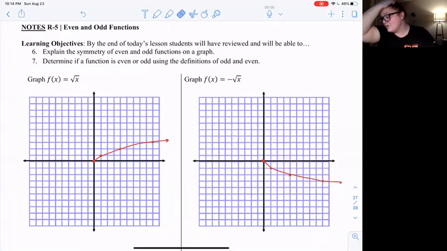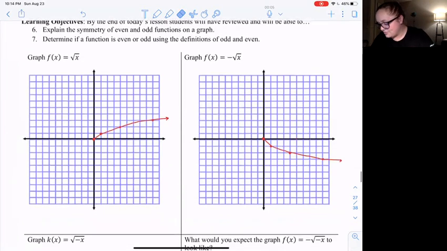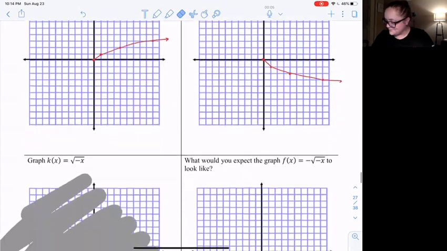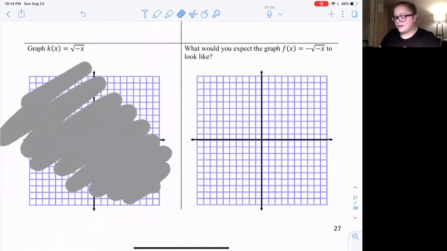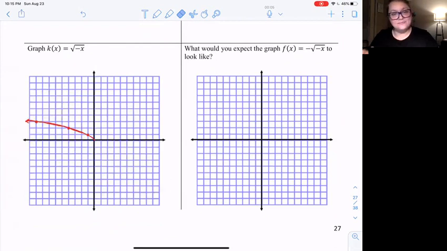Why don't you go ahead and graph what you get for k of x when you have the square root of negative x? What do you think is going to happen there? Hopefully you're thinking the negative is with the x values. So in order to get a positive value underneath that radical, you need a negative times a negative to get that positive. And so you should actually have this flip over the y-axis.